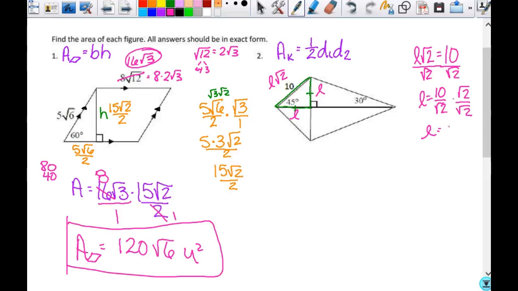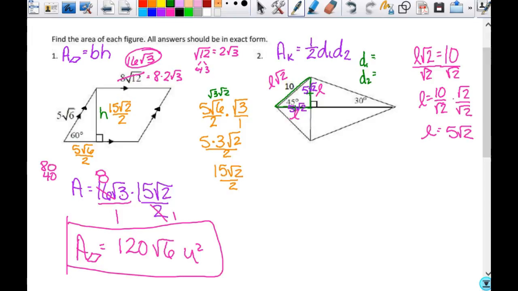10 square root of 2 over 2, which is 5 square root of 2. So this is 5 square root of 2, and this is 5 square root of 2. Now, in order for me to use my little formula here, I have to have D1 and D2. So I'm going to write it out there so we can go and figure them out as we fill them in.